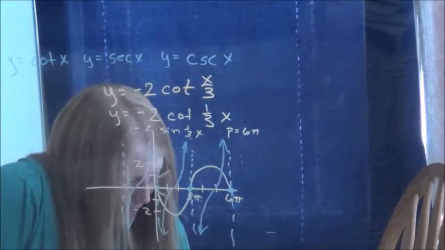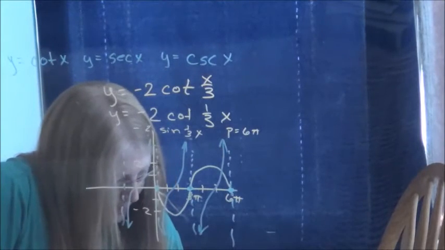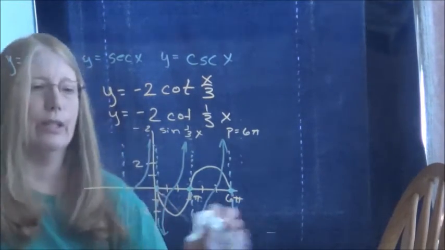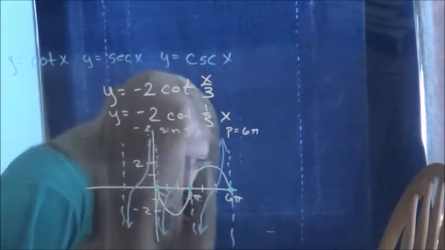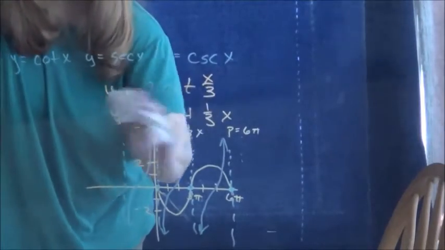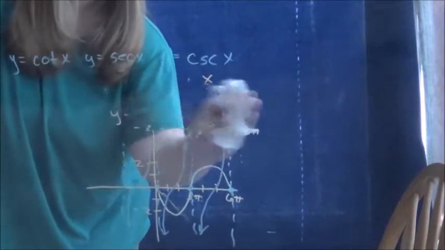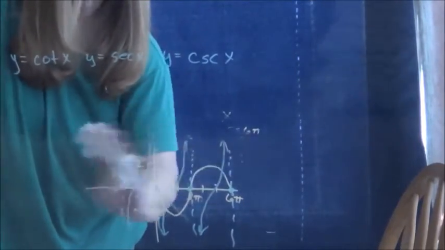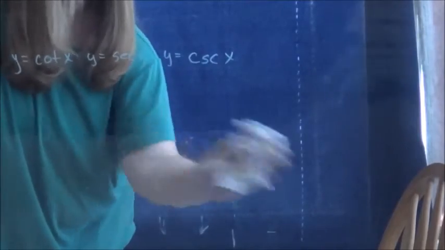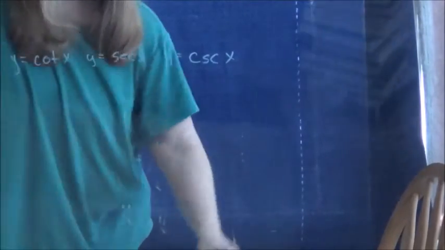Alright, let's try another one. And this one will be y equals secant of x over 2. So you can go ahead and graph that while I erase the board. Actually, I'll close this portion down and start at another portion. So, I'll be right back.